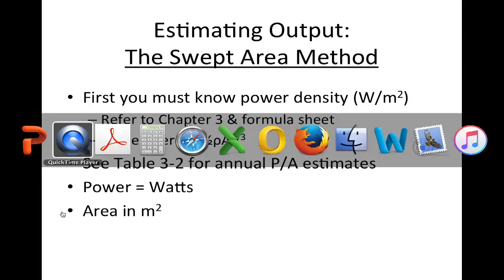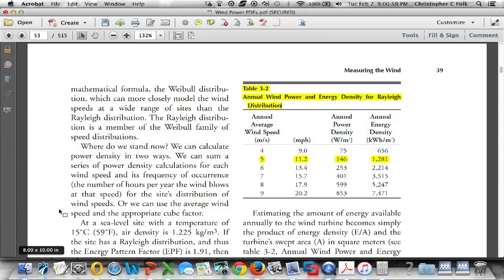Table 3-2, for example, is shown here. Notice it shows the annual wind power and energy density for the Rayleigh distribution. Remember, a distribution is the frequency or the amount of time the wind is blowing at one speed or another. I have highlighted the 5 meters per second, which is the same as 11.2 miles an hour. That results in about 146 watts per square meter of rotor.